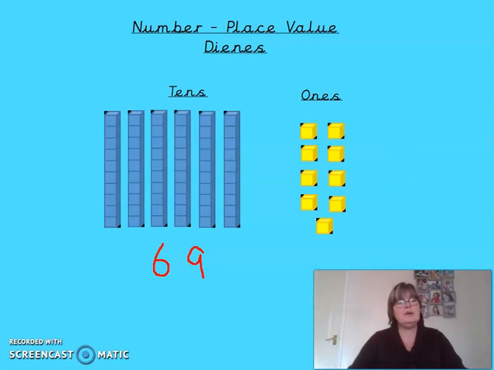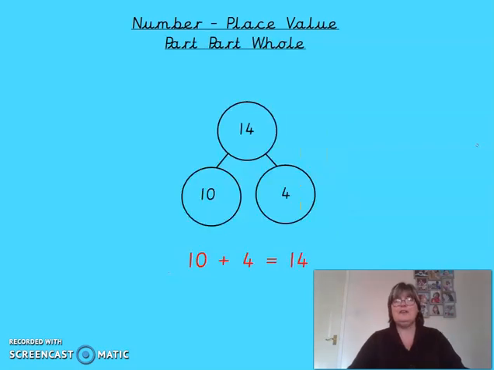Okay, so today we're going to use our Deans, but we're going to use them in a little bit of a different way. Take a look and see. So we're going to use our part whole models. Now we've done these before, if you remember, and with these there are 3 circles, and one of them has an answer, and the other 2 have the 2 numbers that you put together to add up to that answer, don't they? So this circle has got 10, add 4 equals 14.